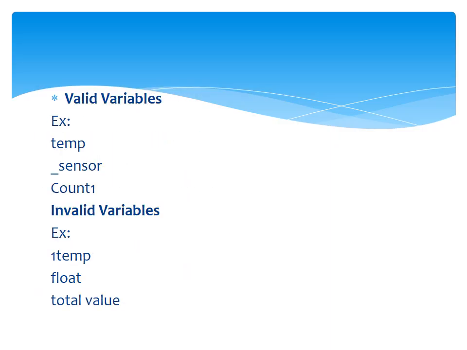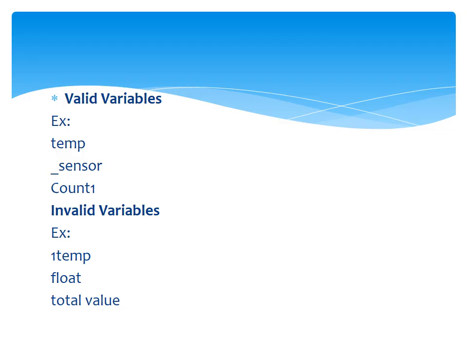And some examples of valid variables are given. Temperature starts with an alphabet, so it's not a problem. Next, _sensor starts with an underscore, again not a problem. And count1, again that is valid. Instead, if I had given 1count, it is invalid.